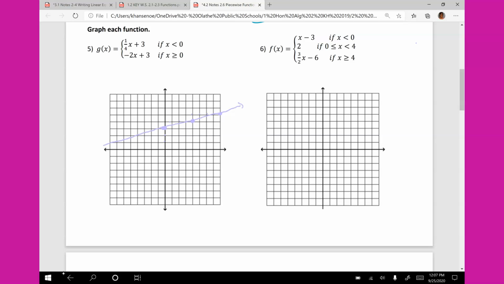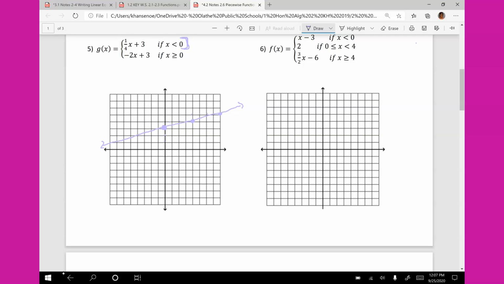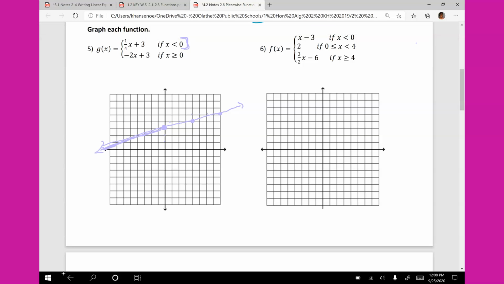What this line says though is the stipulations say that it only wants the part of the line that is less than 0. So here is 0. It only wants the graph that is less than 0, which is this part, because here's where my x's are getting smaller. So I don't need that part. That's the only part I would keep. Okay, so let's look at another one.